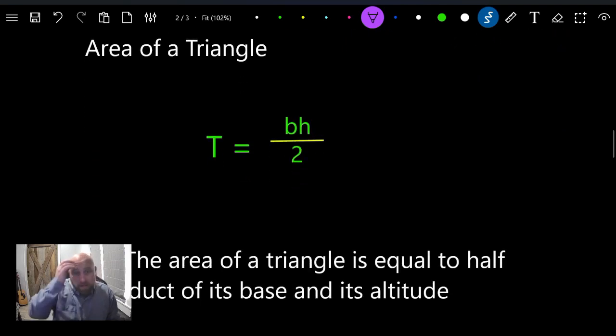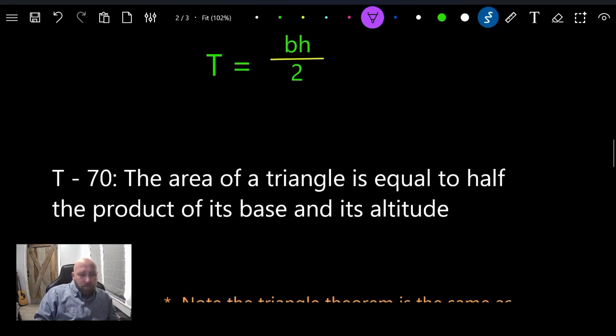All right, next is the area of a triangle. So basically the same thing is going on. Here's that BH again, right? The area of a triangle, that capital T, equals base times height divided by 2. Base times height divided by 2.